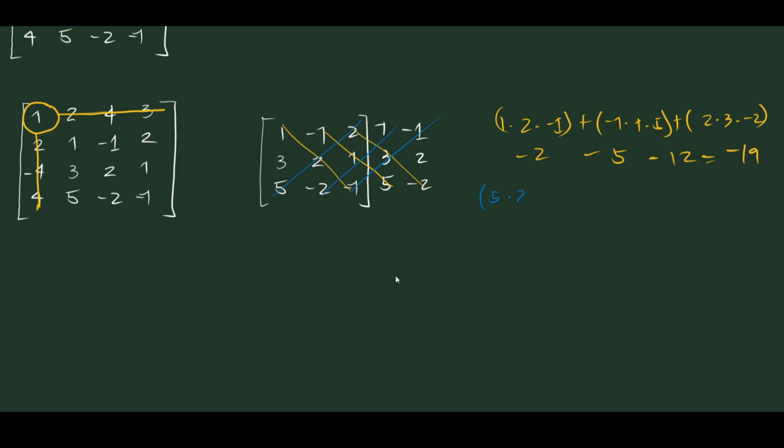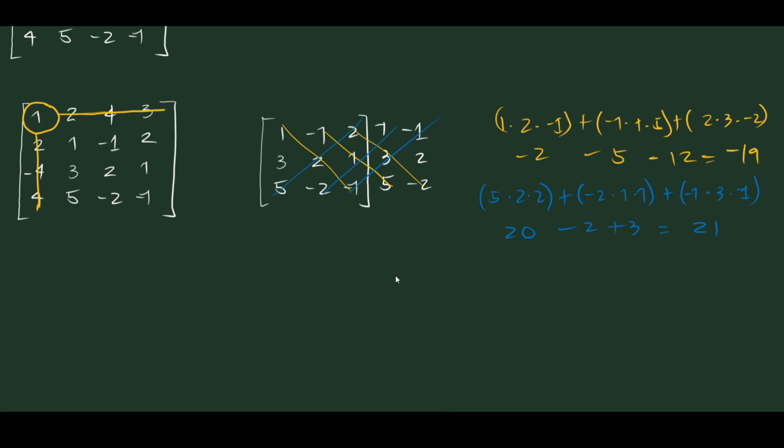So 5 times 2 times 2 plus -2 times 1 times 1, and then plus, what's this? -1 times 3 times -1. What is this? This is 20, then -2, and then this is -1 times -1 times 3. So we got +3. What do we have here? 20 plus 1, we get 21.